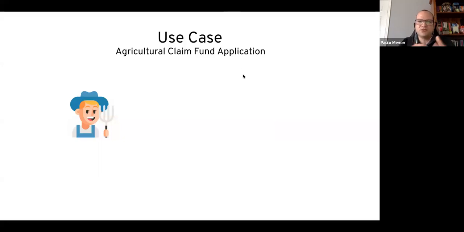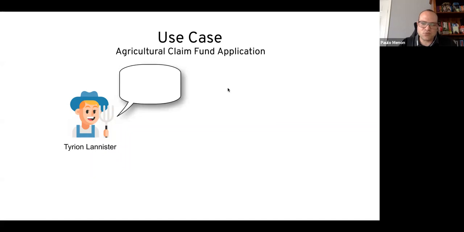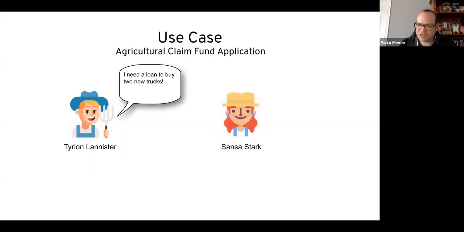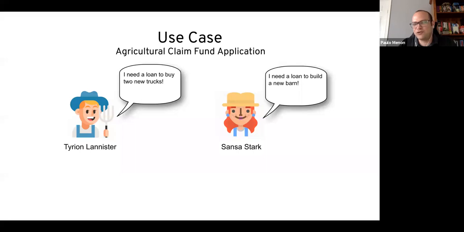The use case I'm using is the agricultural claim funding application. Basically we have a farm that is going to fill up a form claiming funds to improve their farm. So a farmer like Tyrion Lannister wants a loan to buy two new trucks. Then we have another farmer, Sansa Stark. She wants a loan for a new barn.